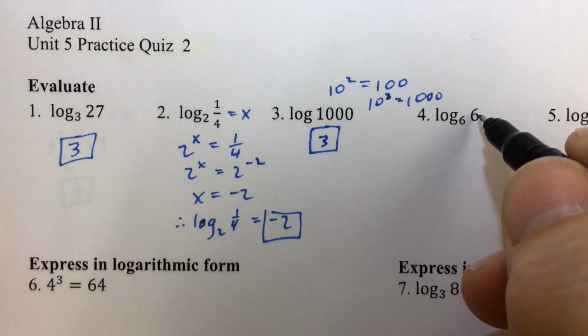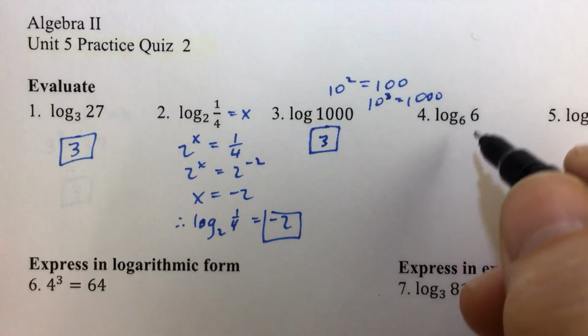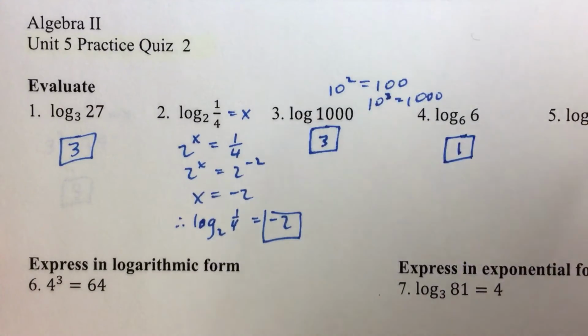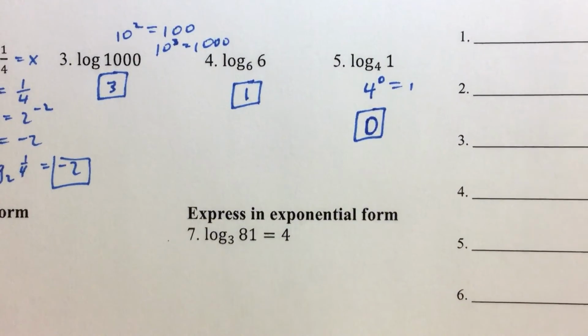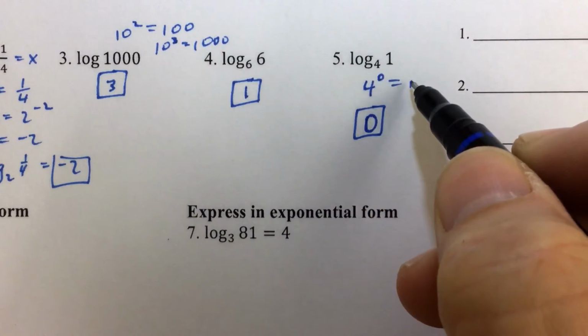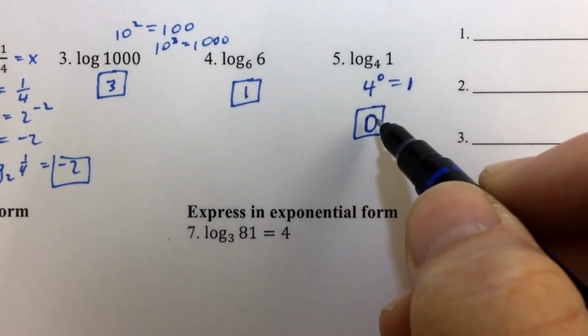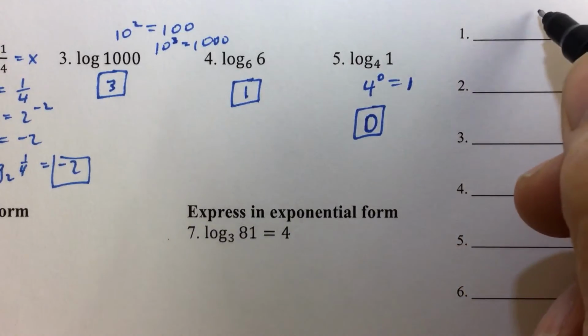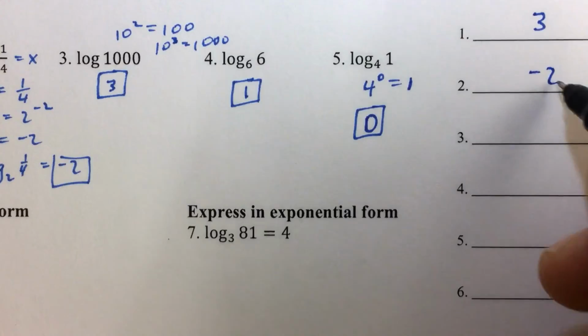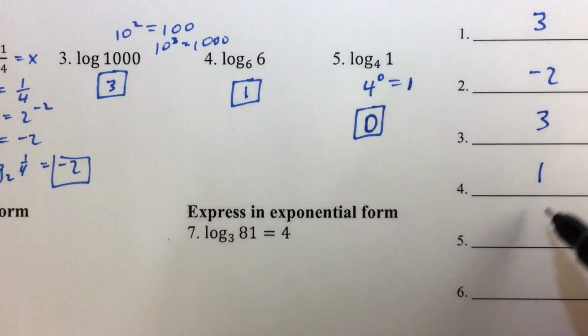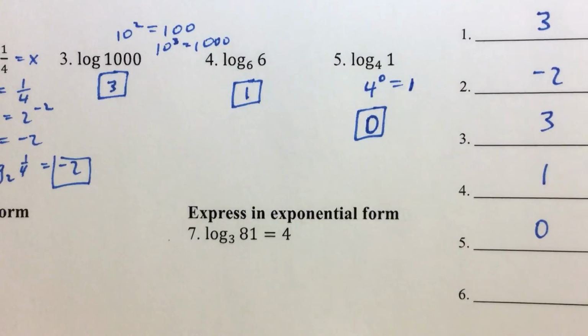Here we see log base 6 of 6. Well, 6 to the first power is 6, so the log base 6 of 6 is 1. A log of 1 with any base is 0, because since 4 to the 0 equals 1, the log base 4 of 1 is 0. And so just to reiterate, the answer to number 1 is 3. Then we have negative 2, 3, 1, and 0. So that's the first section.